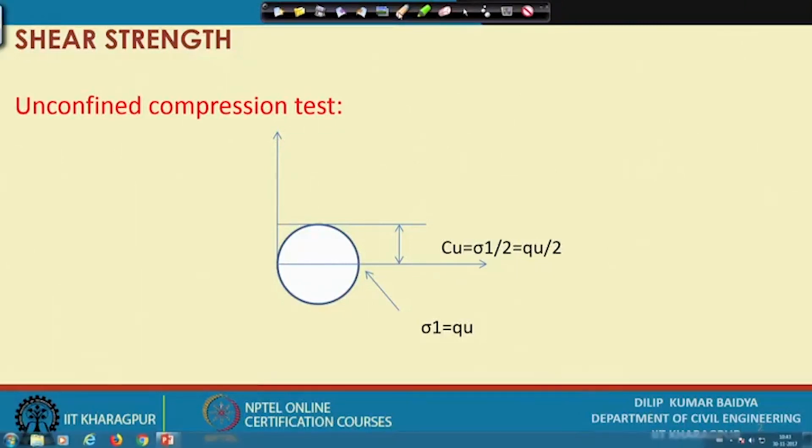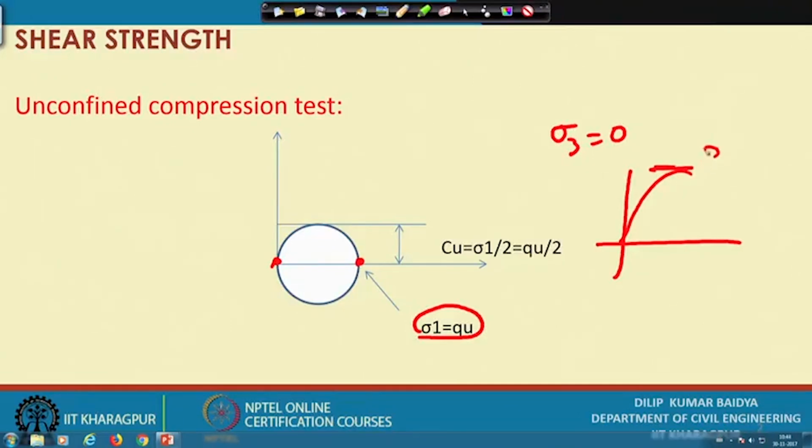As I have mentioned, the unconfined compression test is a special form of triaxial test. That means your sigma 3 is 0 here. The unconfined compression test we are supposed to do on saturated soil, and if you do that, you will have sigma 3 equal to 0 and sigma 1 equal to q u. If you go to a stress strain curve and get the value, that is q u, the ultimate strength, and that is sigma 1, with sigma 3 equal to 0.